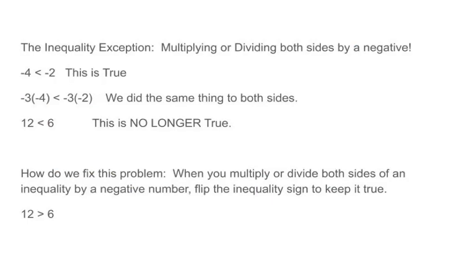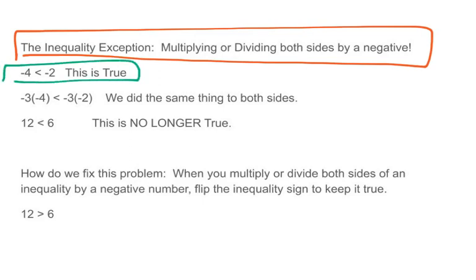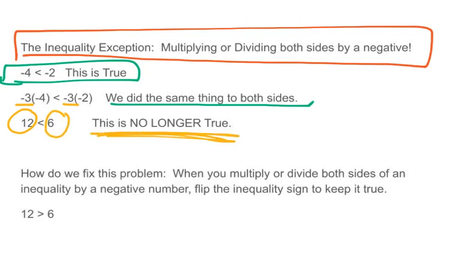But there is an exception in inequalities, and that is multiplying and dividing both sides by a negative. Notice that this is true. -4 is less than -2. We're going to do the same thing to both sides. We're going to multiply both sides by -3. -4 times -3 is 12. -3 times -2 is 6. But this is no longer true. 12 is not less than 6.